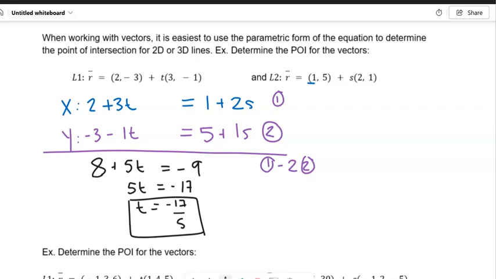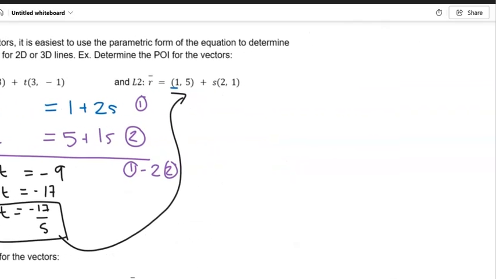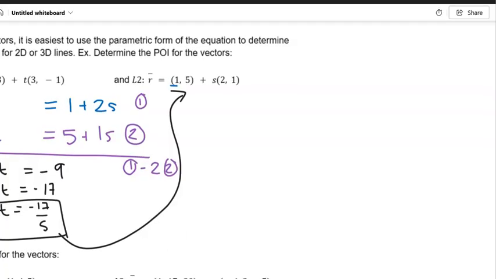Okay, now that I have that, I need to find out the s value. So I'm going to solve for s. So I'm going to put that into an equation for s.